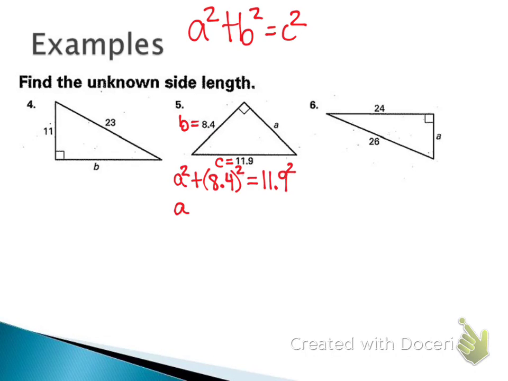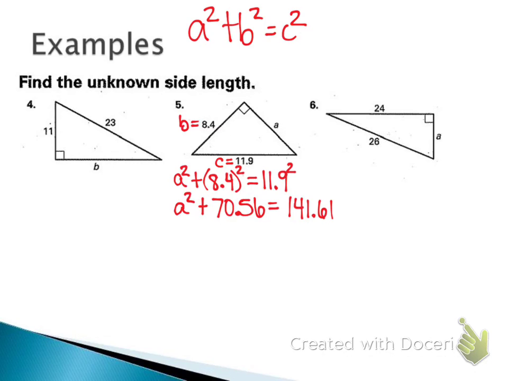So if we square 8.4, we take 8.4 times 8.4, David, what do we get? 70.56, and that's not rounded, correct? Okay. All right, and then 11.9 squared? 441.61? Oh, I thought that seemed big. 141.61. Sounds better.